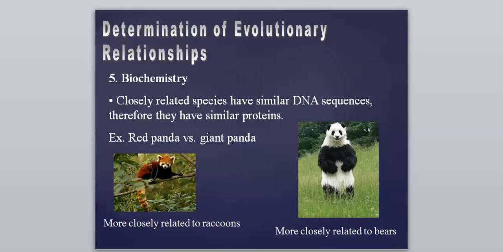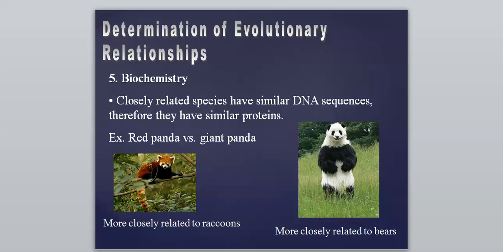So early on, someone looked at these two organisms, the red panda on your left and the giant panda on the right. Now they kind of looked at their face, and they are somewhat similar, but when we look at them today, we can tell that the red panda is more closely related to raccoons because we looked at their biochemistry, their DNA, the type of proteins that they have. And the panda on the right is more closely related to the bears.